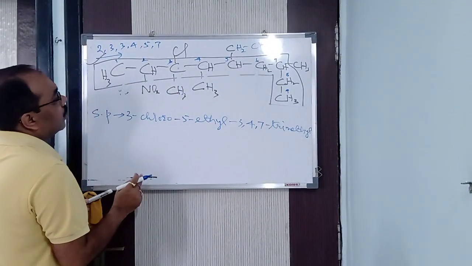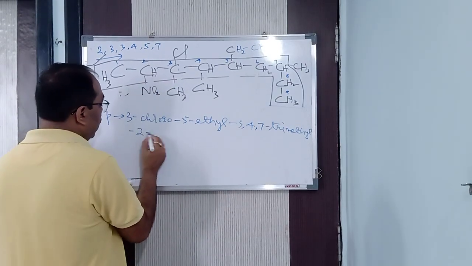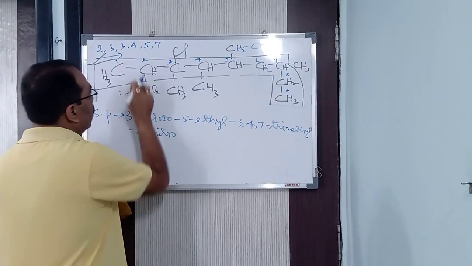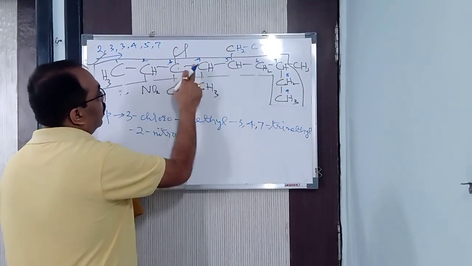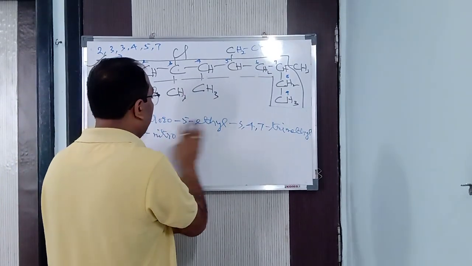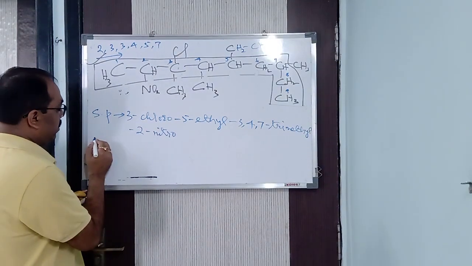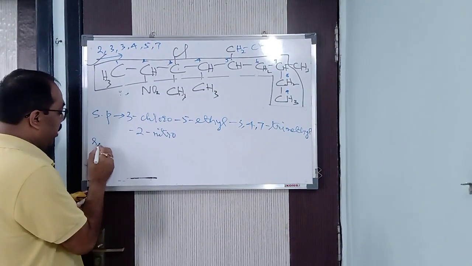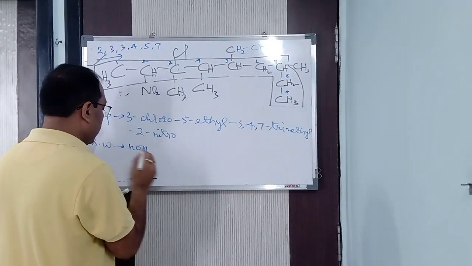Don't forget this. Now, next, after that, we get the second position, that is nitro. See, second position nitro. Everything is over: 3-chloro, 5-ethyl, then 3, 4, 7 trimethyl, and 2-nitro. Alphabetical order is done. Now, after that, primary prefix we don't have, but the root word will come. What is the root word here? Non, 9 carbon atoms, as you can see.